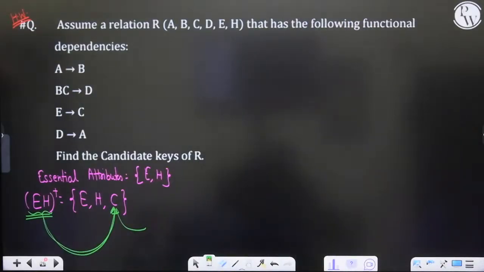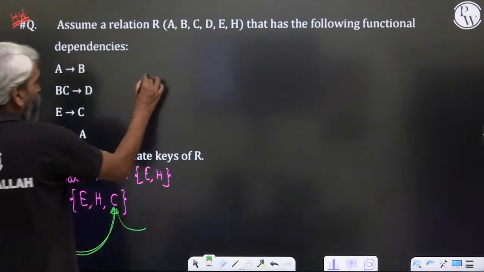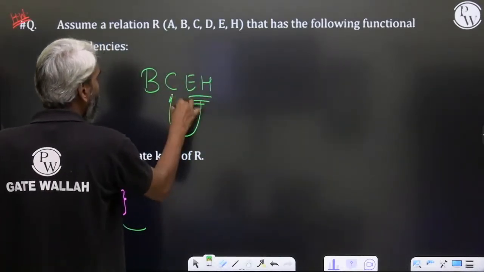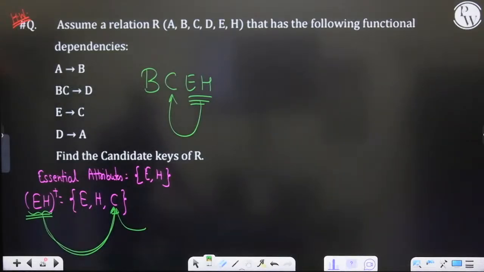So somebody answered the candidate key as BCEH. Malati Mane, sorry if I pronounced it incorrectly. So you are saying, sir, that BCEH. Now you must understand that if you have E and H, then E and H are capable of determining C. So when E and H are present, you don't really need C in the minimal set.